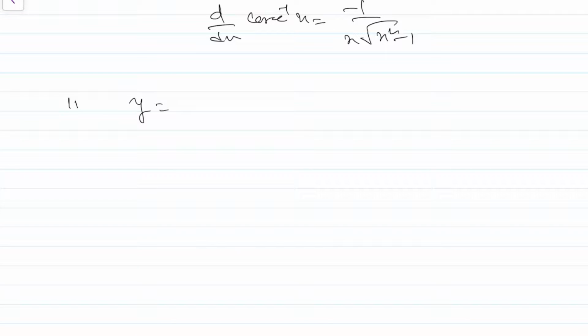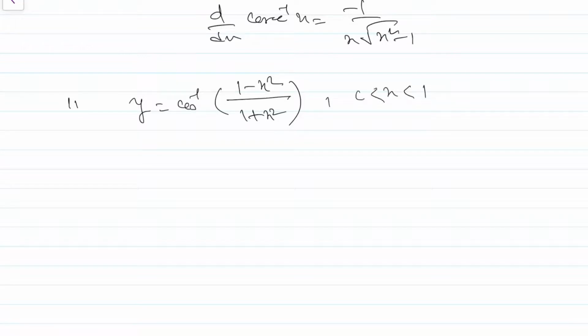Question number 11. y is equal to cos inverse of 1 minus x square over 1 plus x square, where x is greater than 0 and less than 1. This problem can be solved using the derivative of inverse trigonometric functions, which we have just learnt, and the chain rule, or the method of substitution, which we'll learn in the next exercise, or using the implicit function. So we'll use the last method, that is implicit function.